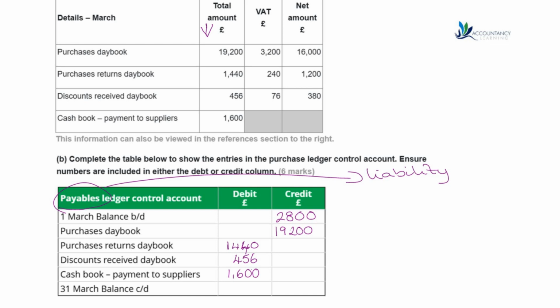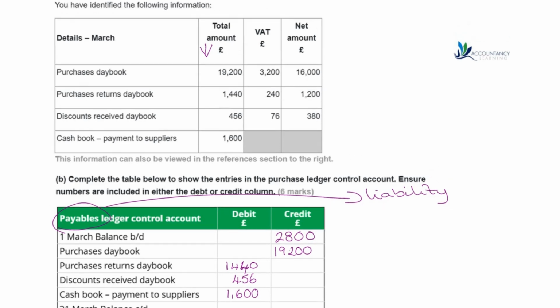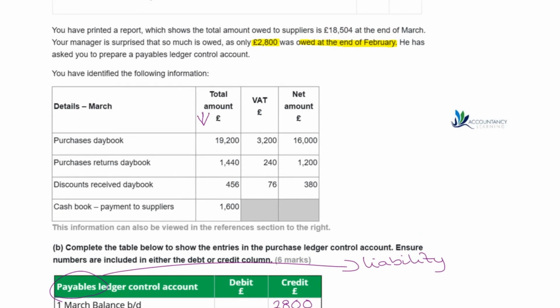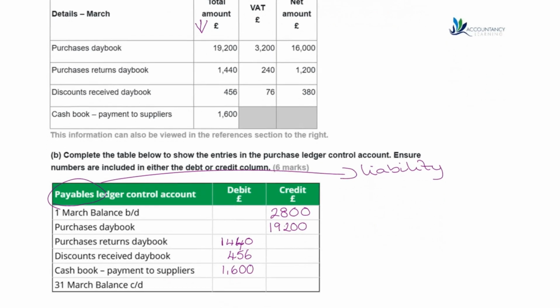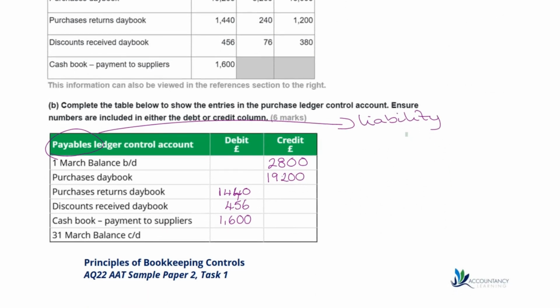Now we need to work out the balance carried down, and if we look back at the question, we're told that the total amount owed to suppliers is £18,504 at the end of March. So at the end of the month it's £18,504. So that's going to be our carried down balance. Now this bit here, carried down, is our closing balance.